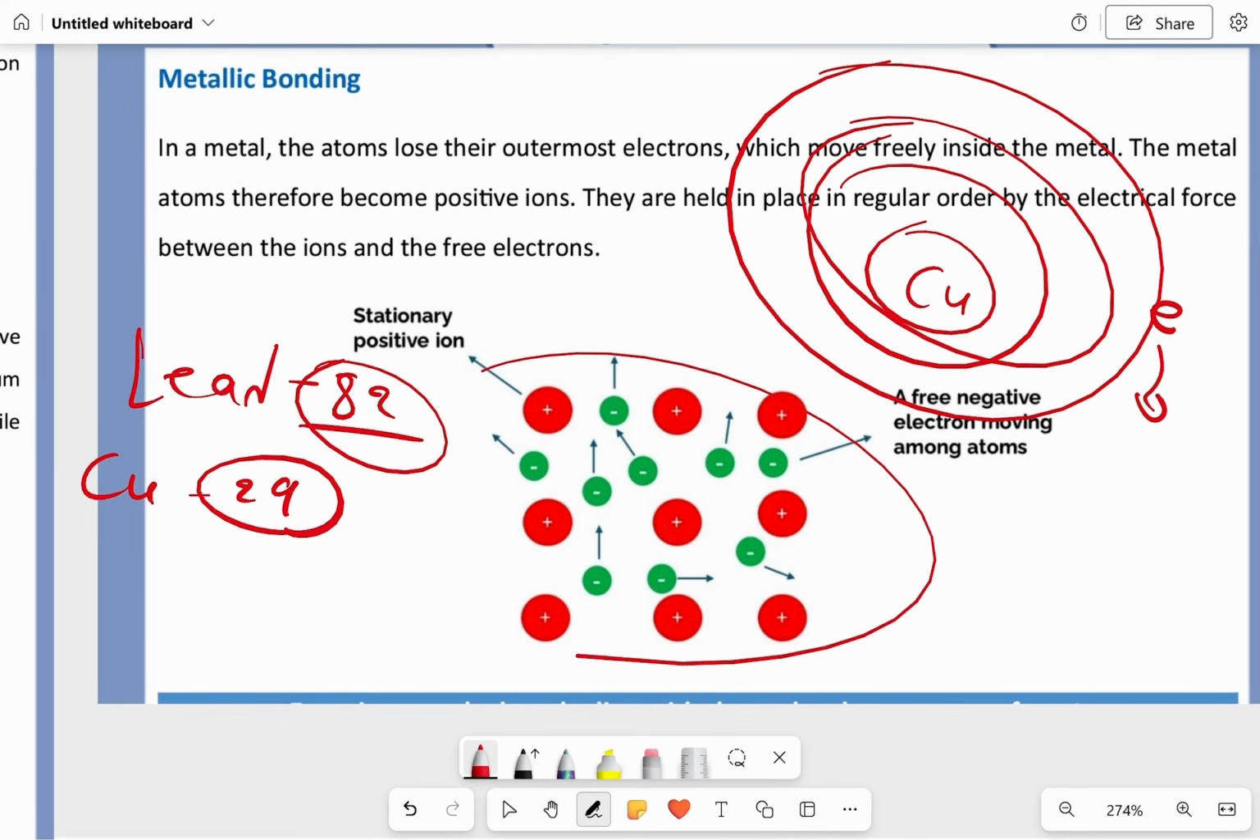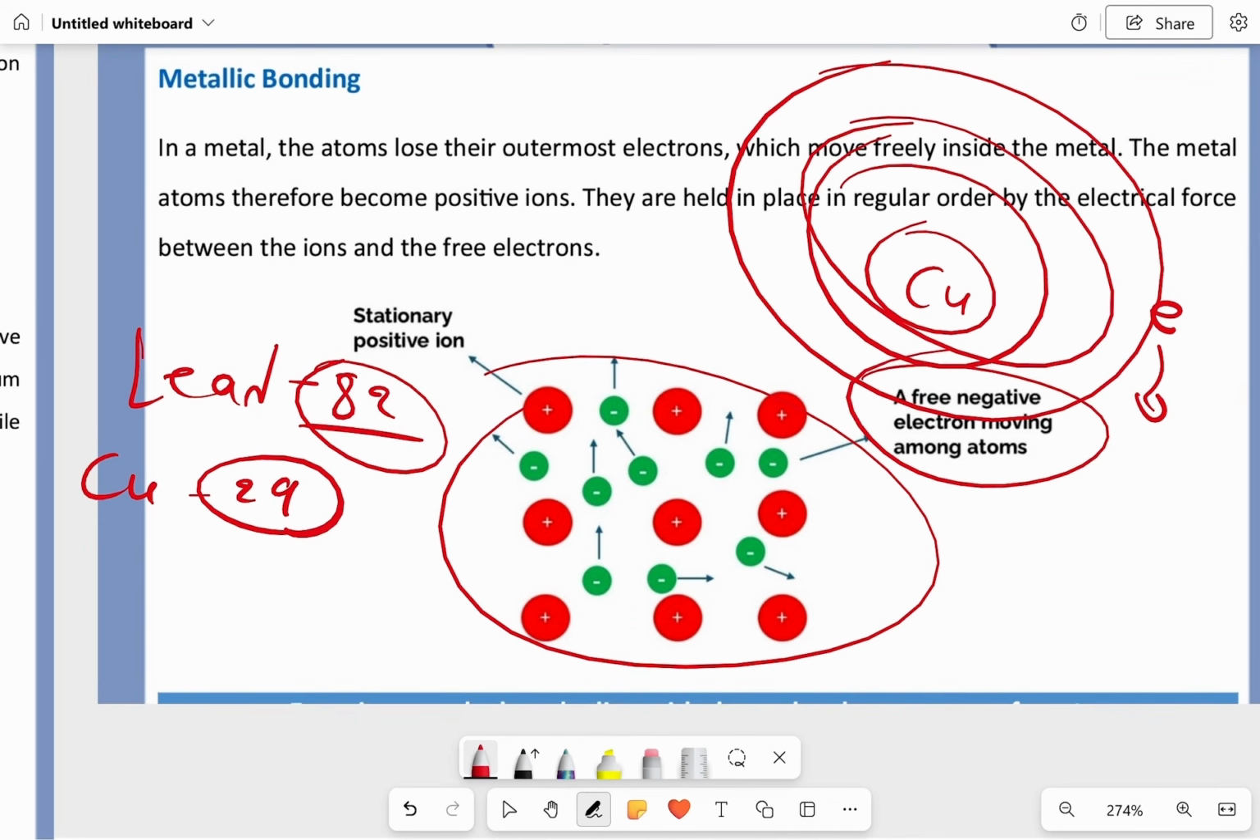So as you can see here, these are atoms. The electrons are going to swim in a sea of electrons. For example, copper is used in electricity because the electrons can move freely. So in a metallic bond, you have free negative electrons moving freely among the atoms.